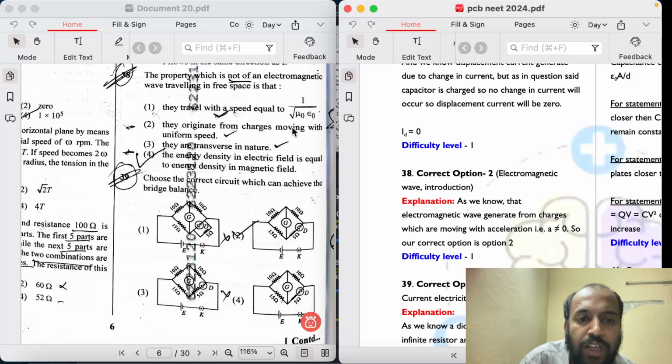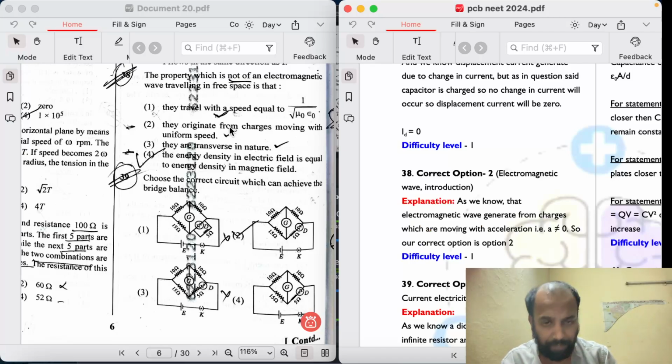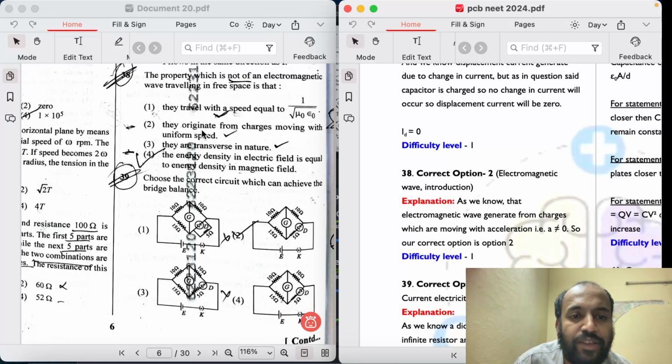They originate from charge moving with uniform speed. Now this is something which is actually not correct, because they are asking which is not a property of electromagnetic waves. Electromagnetic waves will be generated from charges which are moving with some kind of acceleration. If the speed is uniform, it does not generate any kind of electromagnetic wave. It has to accelerate. If the speed is uniform, the acceleration is zero, hence this is the right option. That means this is the wrong statement.